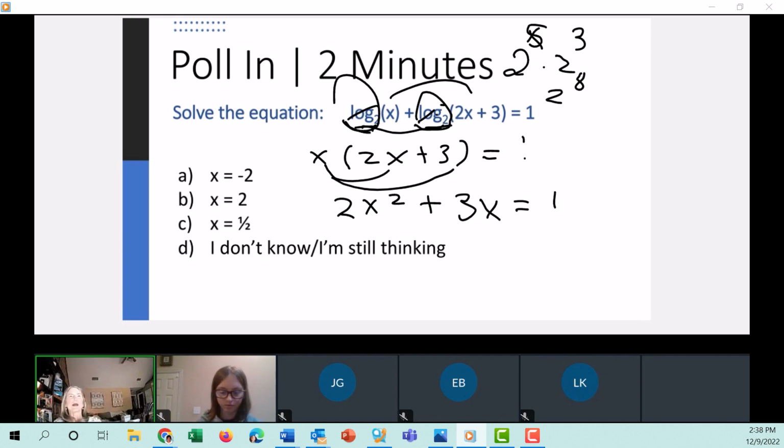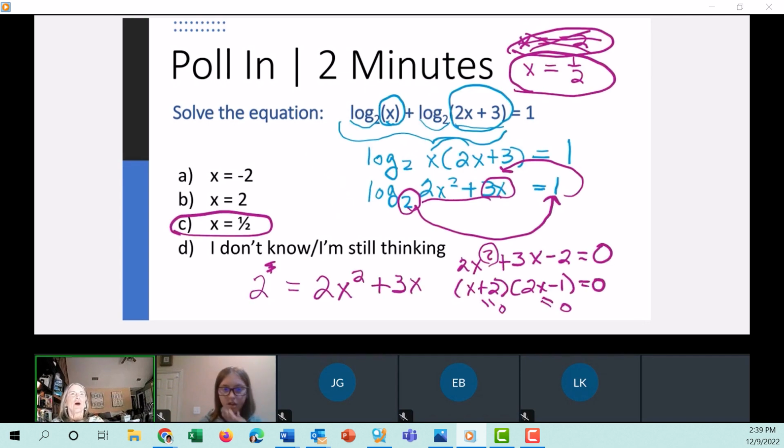Let's take a look at how to solve that. All right, so most of you answered B. Let's see if you're correct. Just because most of you answered it doesn't mean that you're correct. But let's see. All right, so we're going to take that log base 2 out. We're going to take the x and distribute it. We get 2x squared plus 3x equals 1. Now here's the tricky part. It is C.